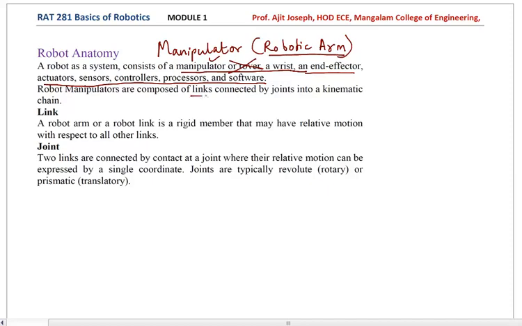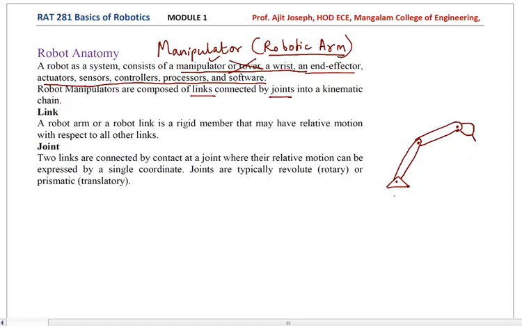So, what is a link and what is a joint? I already told you, if I am going to draw a robotic arm, I may have a base onto which a link is connected, and then there is a second joint on which a second link is connected, and to that there is maybe a wrist connected, and that wrist is maybe having a tool.